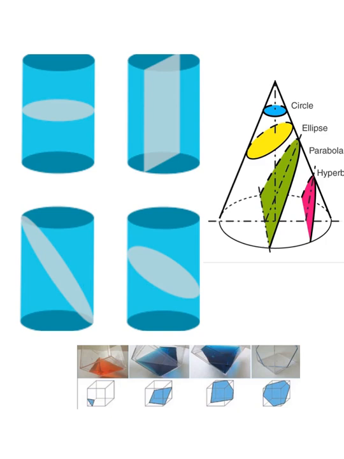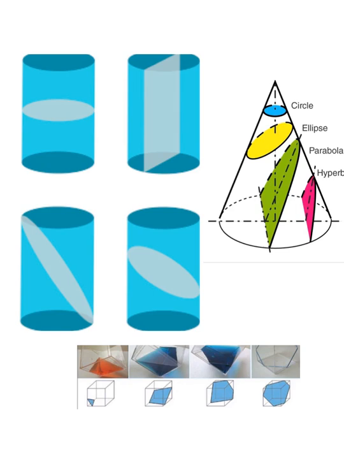This video is about the cross sections of three-dimensional shapes. A cross section is the two-dimensional shape that results when you intersect a plane with a 3D shape.